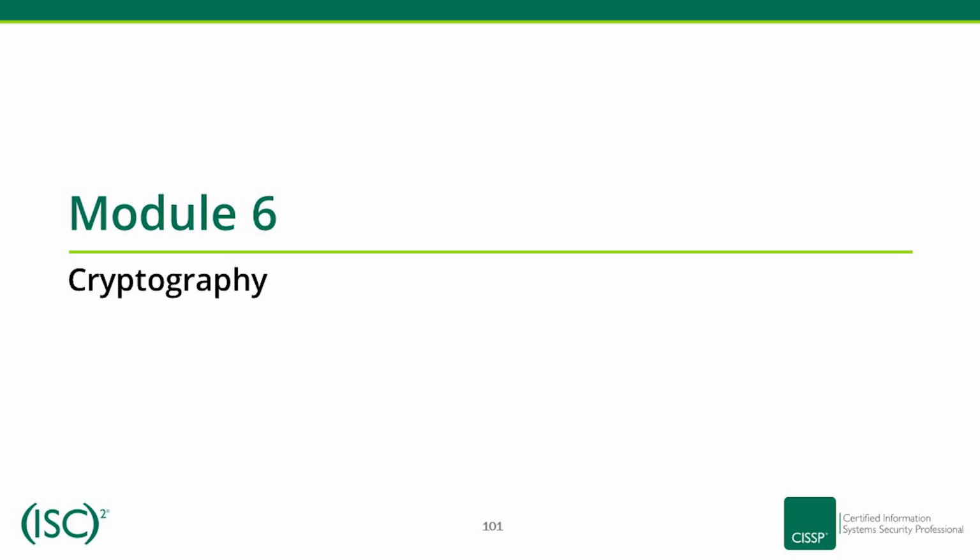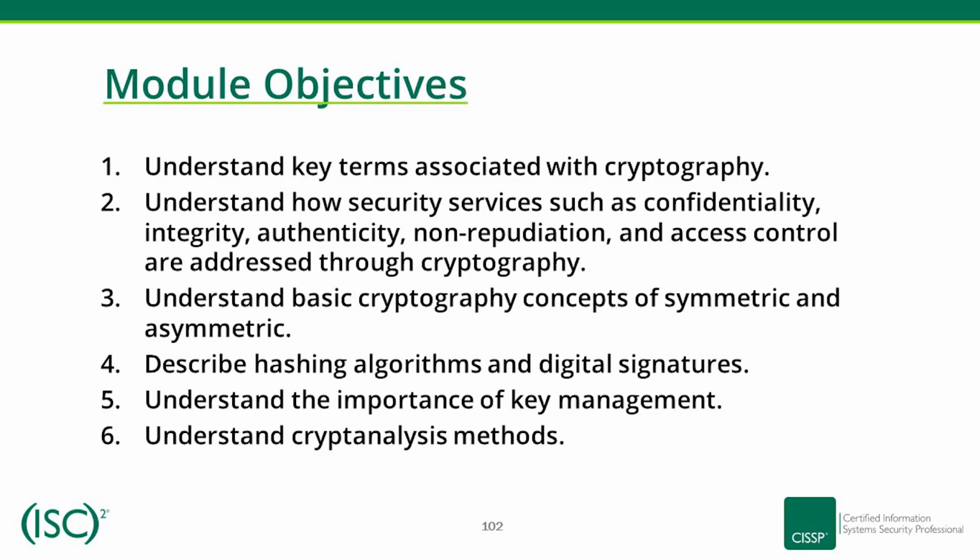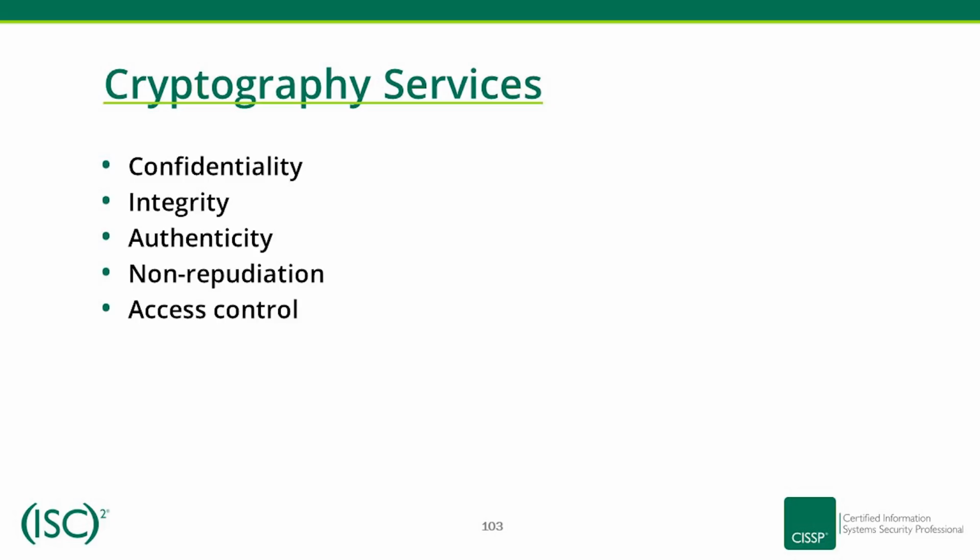Module 6. Cryptography. Module objectives. 1. Understand key terms associated with cryptography. 2. Understand how security services such as confidentiality, integrity, authenticity, non-repudiation, and access control are addressed through cryptography. 3. Understand basic cryptography concepts of symmetric and asymmetric. 4. Describe hashing algorithms and digital signatures. 5. Understand the importance of key management. 6. Understand cryptanalysis methods.